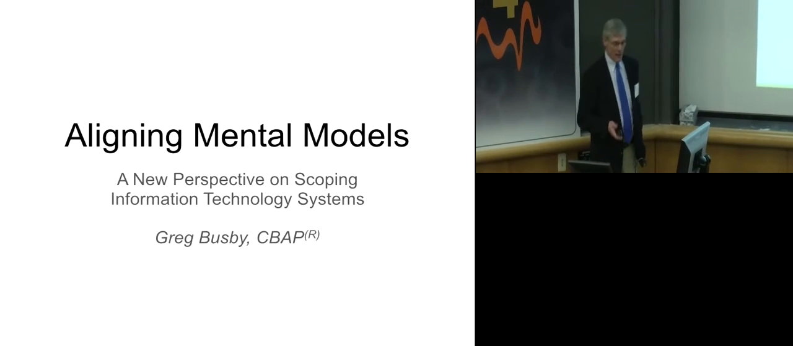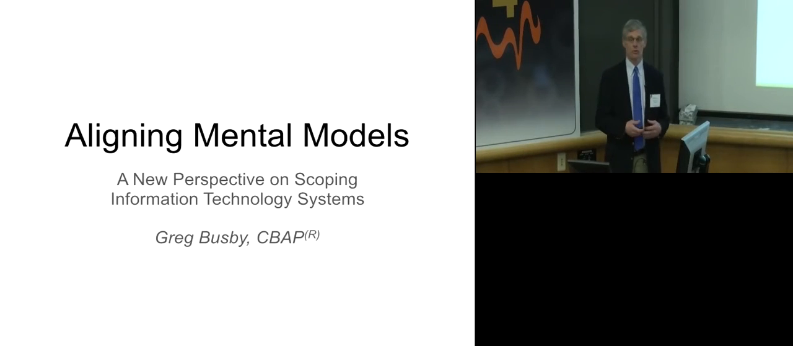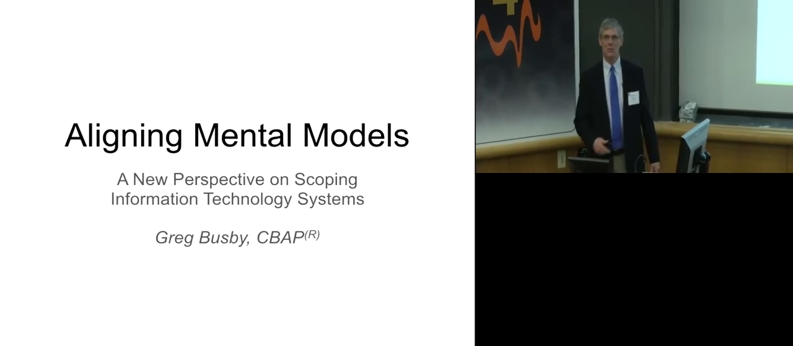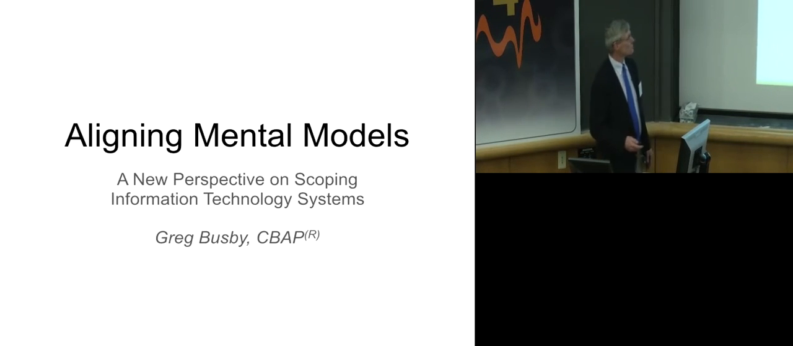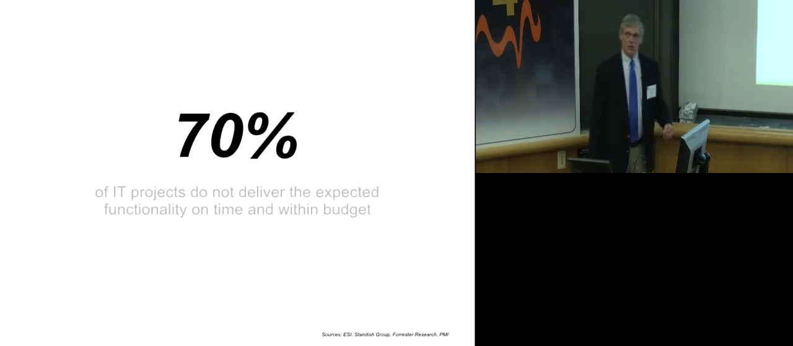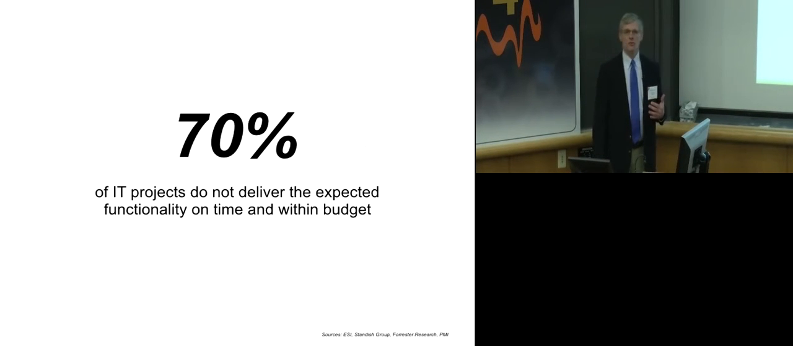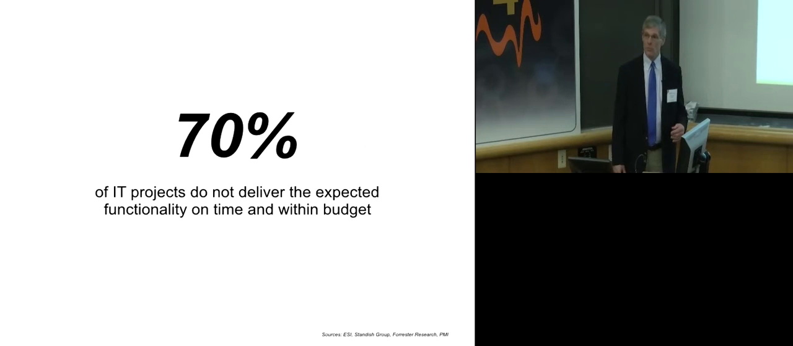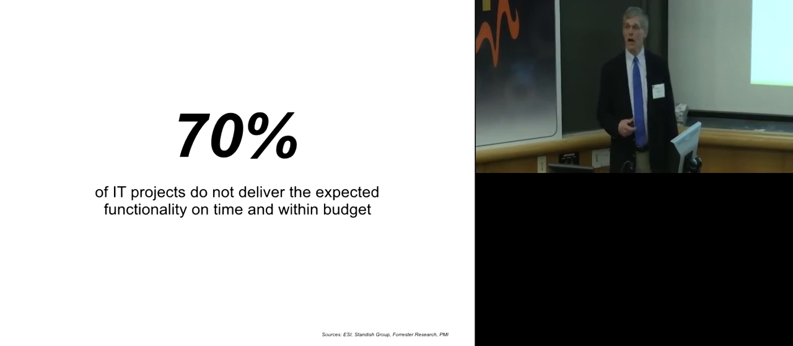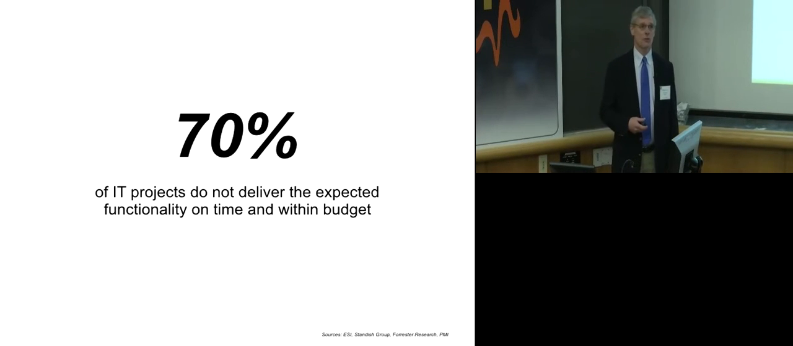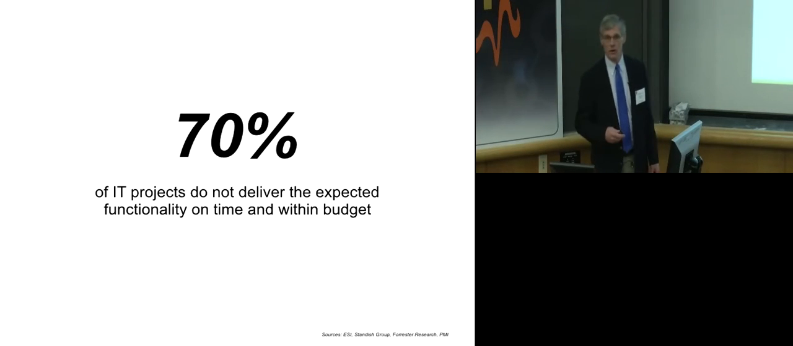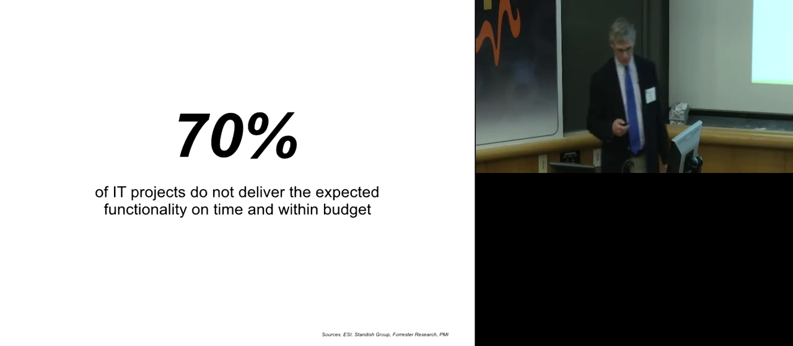Good morning. My name is Greg Busby. I'm here today to talk with you about aligning mental models in defining the scope of information technology systems. Study after study over the last 20 years has shown that approximately 70% of IT projects do not deliver the expected functionality on time and within budget. And when you consider that approximately $250 billion is spent on IT systems in the United States alone every year, this is a significant economic impact.